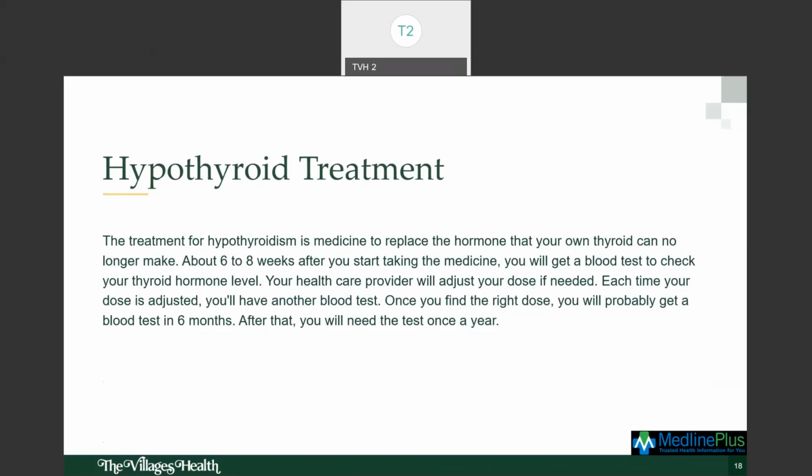And then once they do find the right dose where your levels are stable, then they might want to move the blood test to 6 months. And then if you're stable at that time, they may want to test you once a year. Now, in between those blood tests, if you're noticing that some of the symptoms are starting to reoccur or getting worse, you definitely should talk to your doctor so they can order a lab test sooner than planned, just to make sure your levels are not going off again.